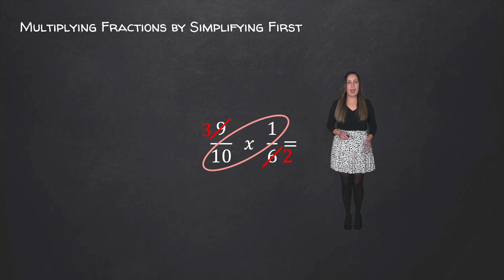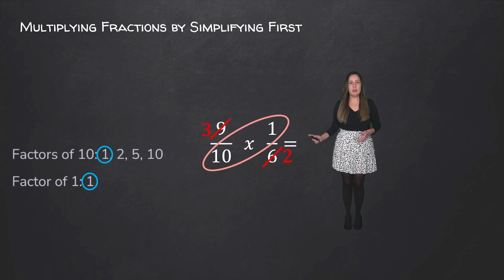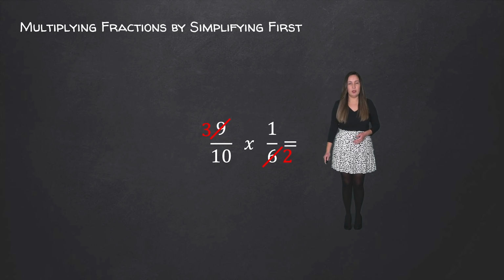Then we're going to look at the other two numbers that we have that are diagonal to each other. And we're going to find out all their factors and their greatest common factor. So the factors of 10 are 1, 2, 5, and 10. And the factors of 1 is just 1. And they do have a common factor, which is 1, but our greatest common factor has to be a factor other than 1. So we're going to leave these two alone.